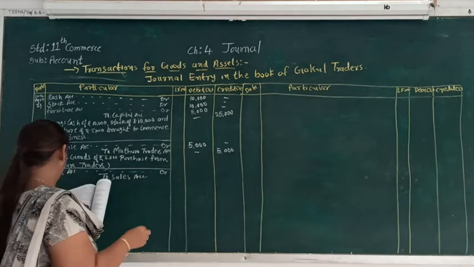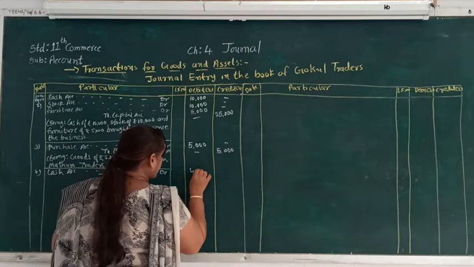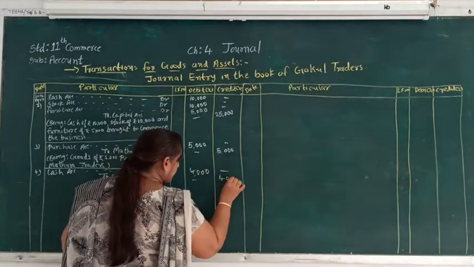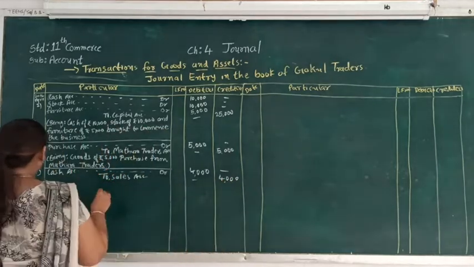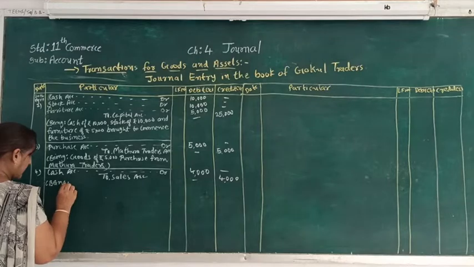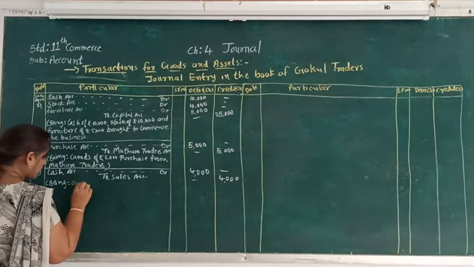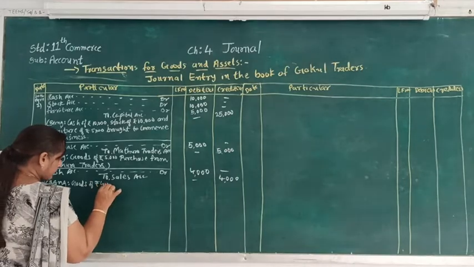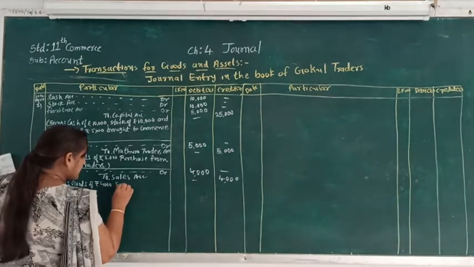And that is of 4,000. Being goods of rupees 4,000 sold on cash.